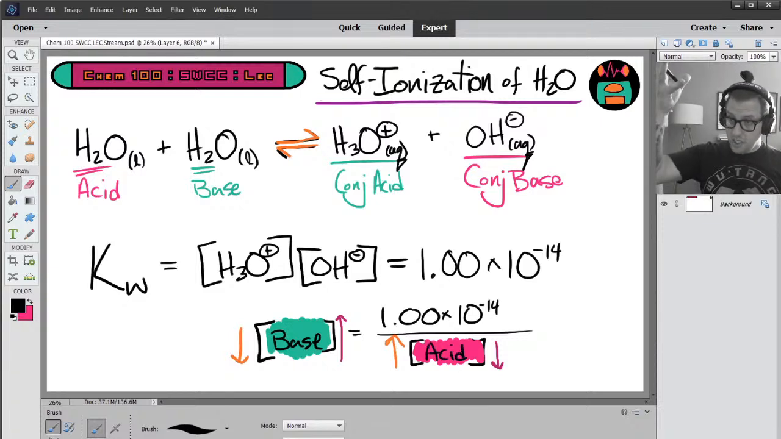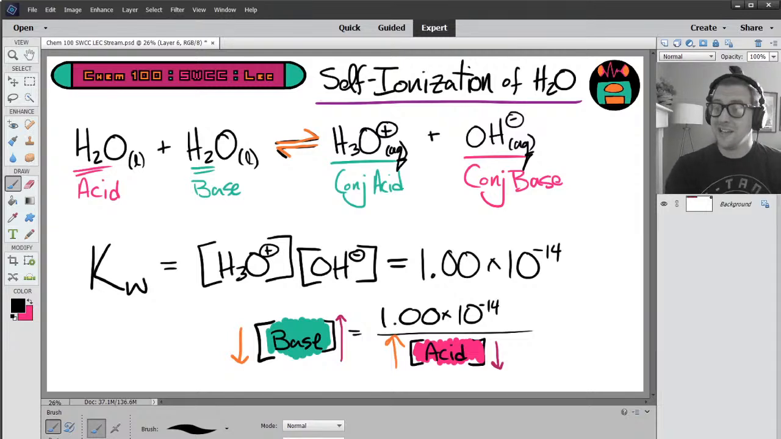When the concentration of acid in your solution increases, the concentration of base drops. When the concentration of base increases, the concentration of acid drops. The two are inversely proportional. So when a solution gets more acidic, it is at the same time getting less basic. When a solution gets less basic, it is simultaneously getting more acidic. All right?